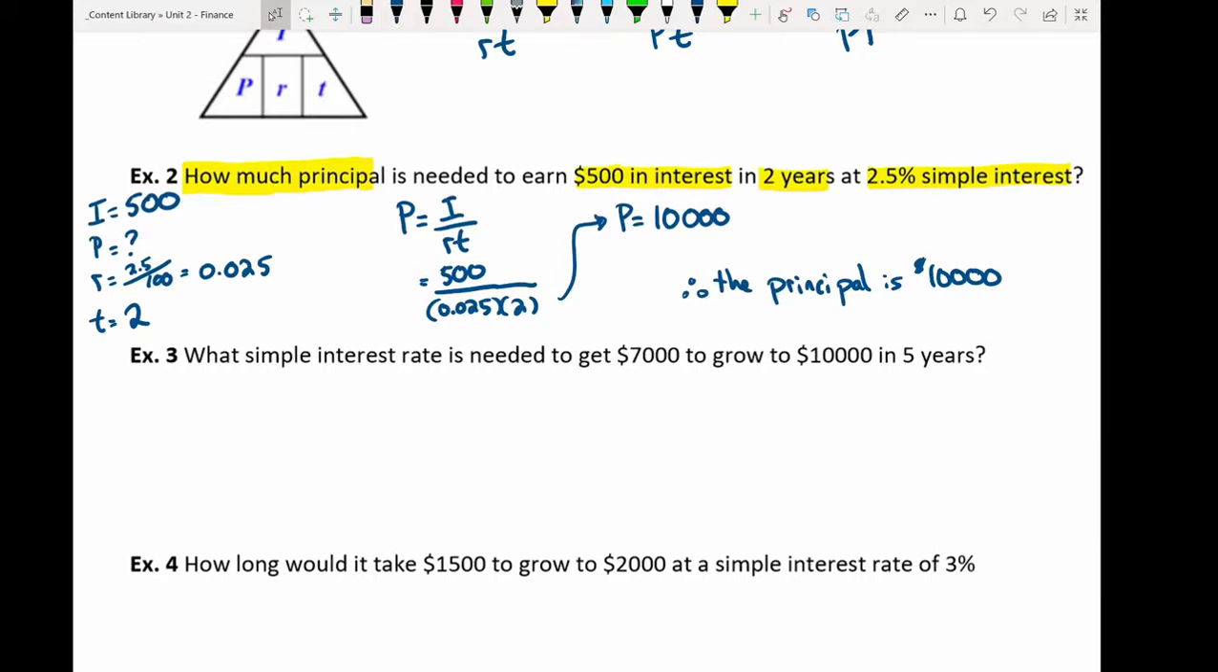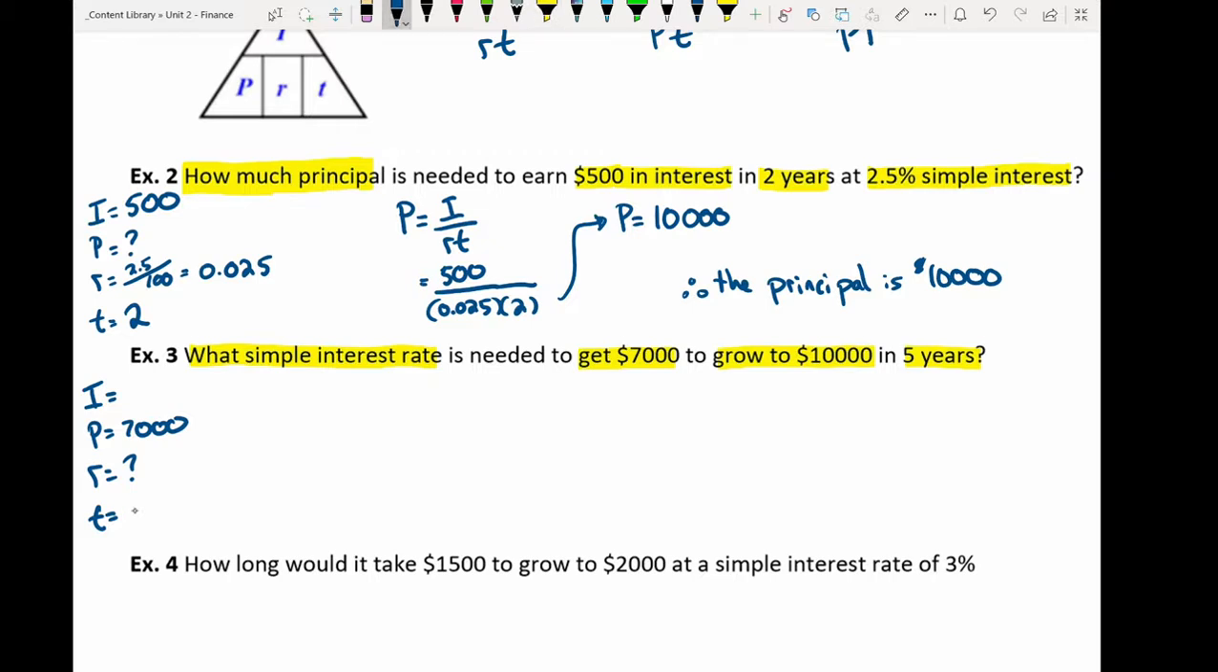Example 3. What simple interest rate is needed to get $7,000 to grow to $10,000 in 5 years? So I'm going to, again, use the same steps: write out the variables and fill in what I know from the question. So what simple interest rate? First part, that means I'm looking for the R value. Needed to get $7,000. So that's my initial $7,000. Grow to $10,000 in 5 years.